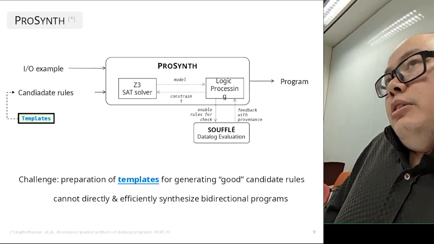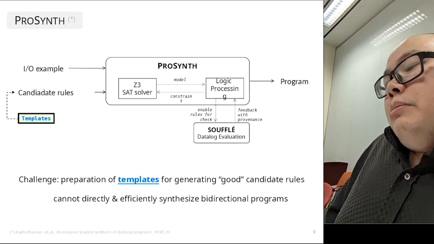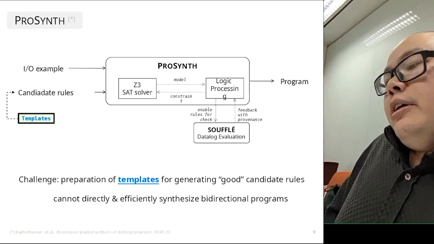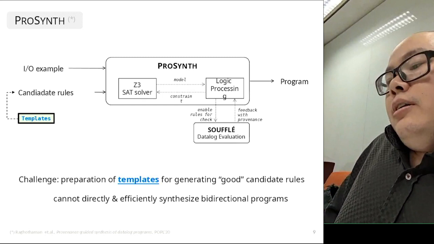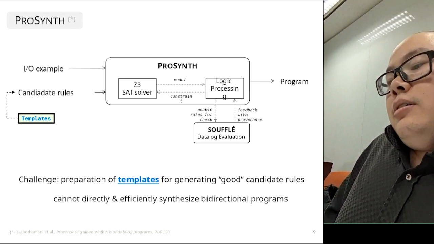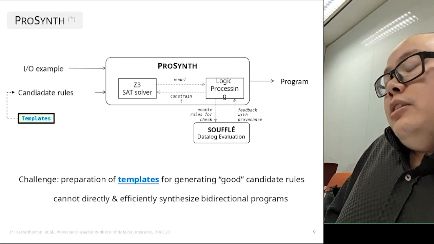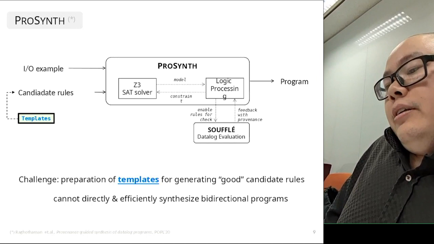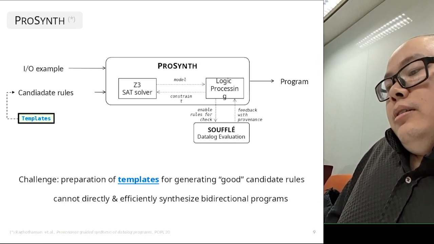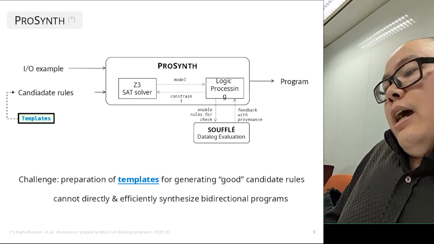This selection of rules is pushed to the Soufflé Datalog evaluation. Soufflé evaluates the selection of rules, evaluates the programs, and returns whether the program is consistent with the example or not, and includes some feedback if it is not consistent.